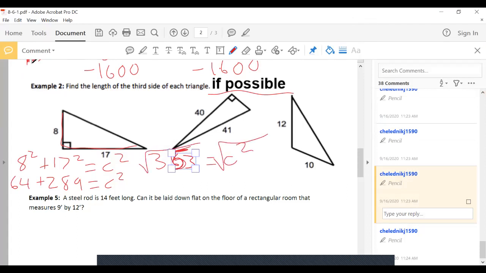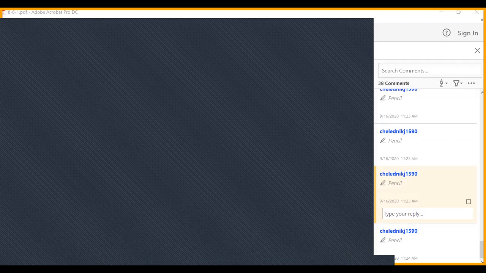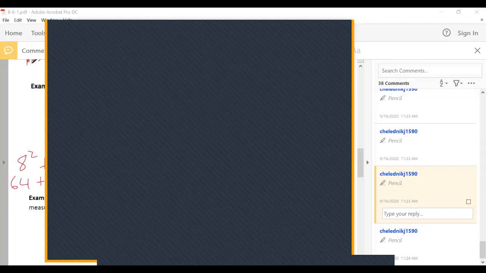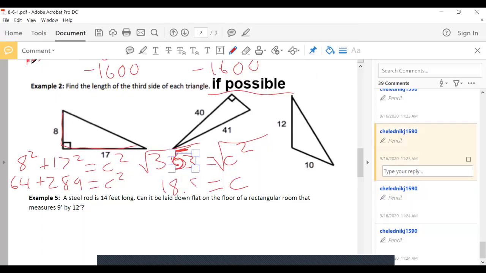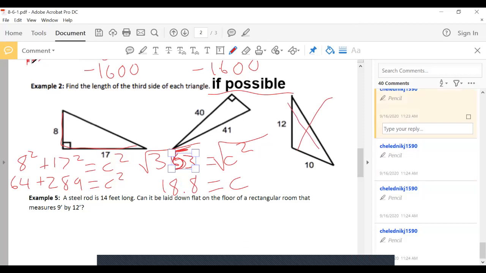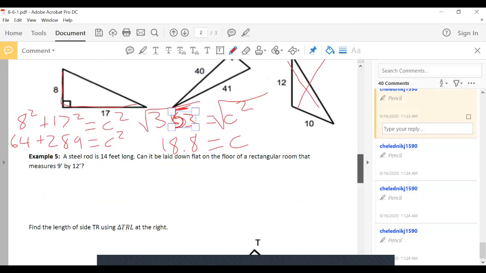Take the square root of both sides, you get c equals, uh-oh, I better get in the calculator for that too, huh? Let's see, calculator. What was it? 353, take the square root of that, please. 18 point, we'll say 8. 18.8. Okay. Luckily, I'm just going to skip to this third one. This one is not possible. And the reason is it's not a right triangle. So the equation does not work with right triangles. Okay? Not going to work.